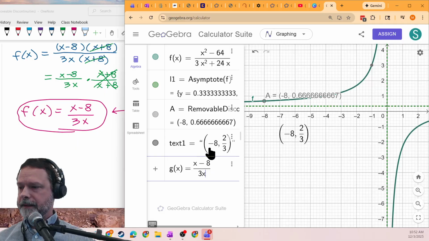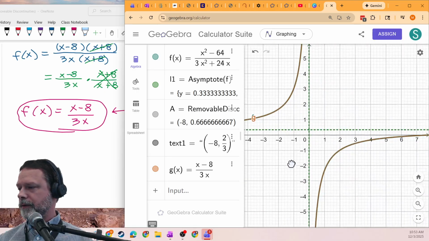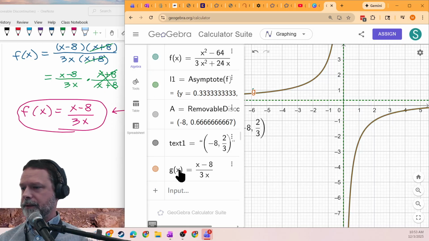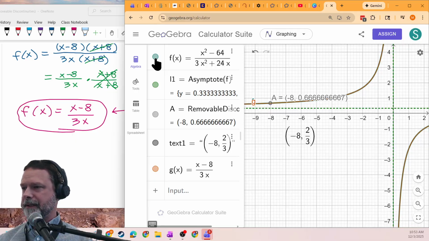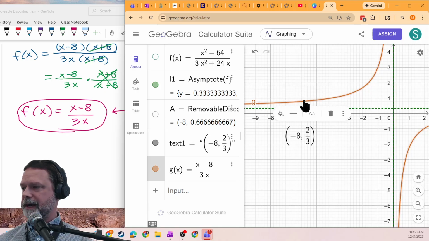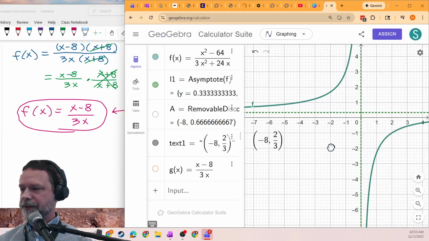So g of x equals x minus 8 over 3x. Hit enter. Look at that. The orange overlaps the green. My orange function g is the exact same as f, except g does not have a hole here. What's showing A, but g does not have a hole here. No holes there. But f, if we do f, does have a hole. So it is exactly the same.